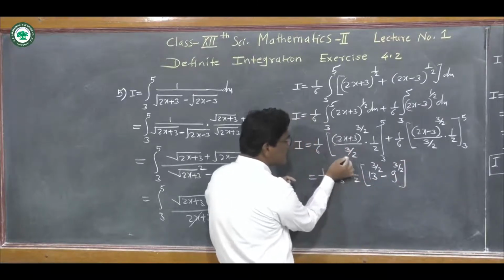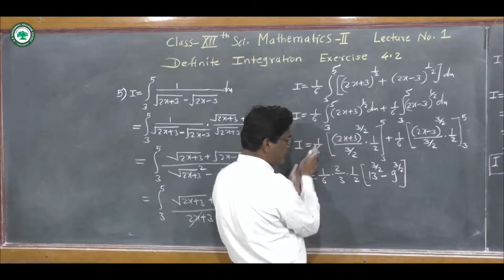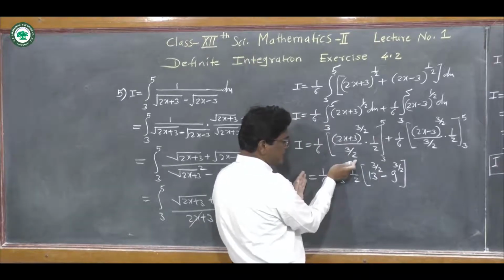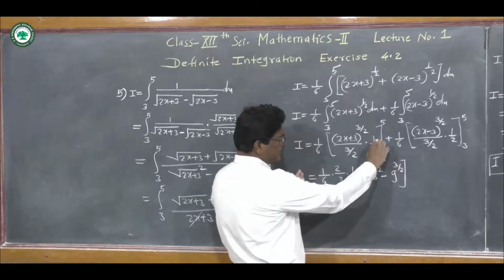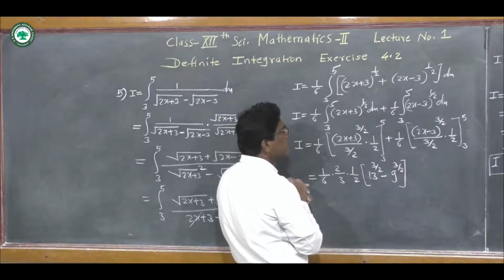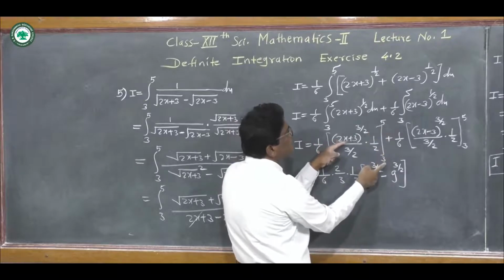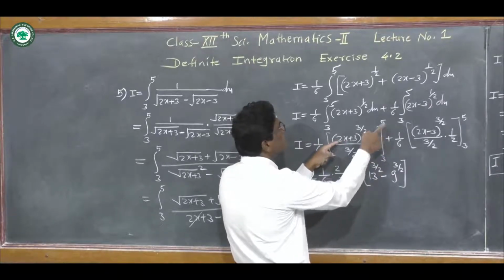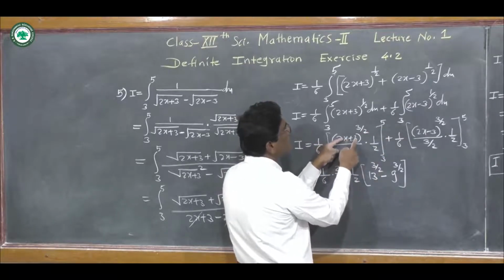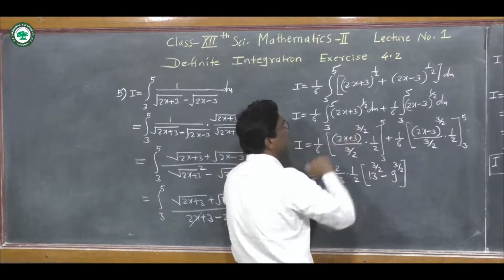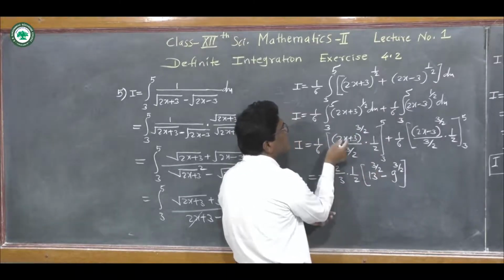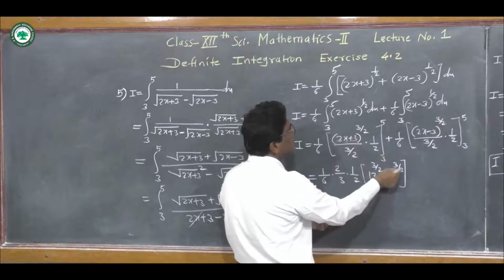Firstly we take this constant outside the square bracket. This 1 by 6 as it is. This 3 by 2 we write 2 upon 3. This 1 half. And then we put the value of x as 5 and then 3. Firstly put 5. So 2 into 5 is 10, 10 plus 3 is 13. So 13 to the power 3 by 2. Then put x as 3, 2 into 3 is 6, 6 plus 3 is 9, 9 to the power 3 by 2, and take here minus sign.